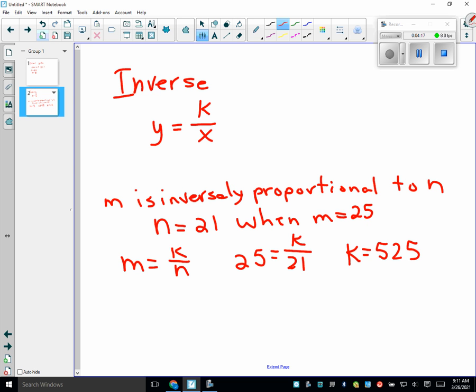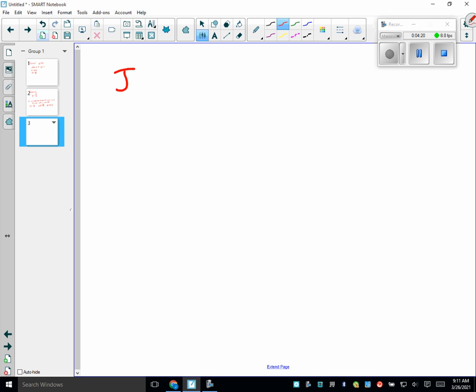The third kind is called joint. Jointly proportional. And jointly, you have 3 letters. Remember, k is a number. K is constant. It doesn't count as a letter. Joint looks like this.